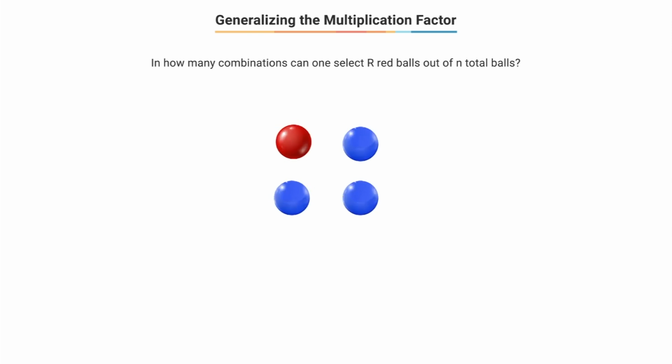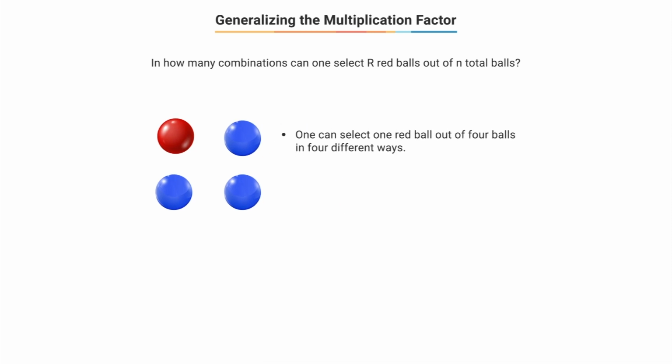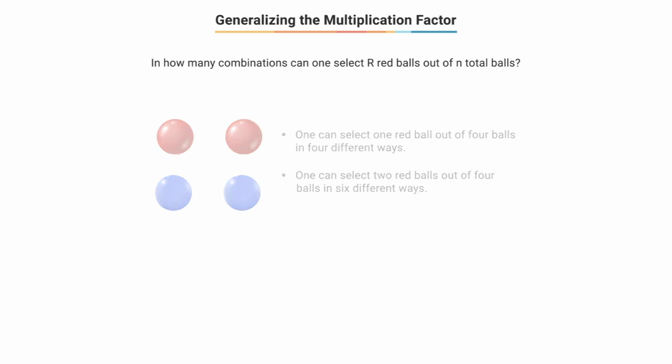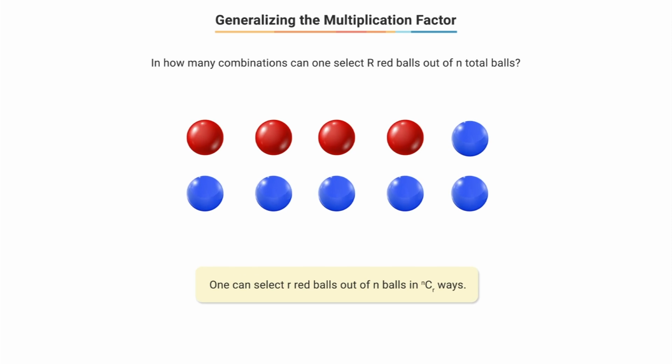For example, when we selected one red ball out of 4 balls, we saw that there were 4 different combinations in which this was possible. When we were drawing 2 red balls out of 4 balls, we saw that there were 6 different combinations that would generate. So if we have to generalize this, we can count the number of combinations in which we can get r red balls out of a total number of n balls, and this will be equal to nCr.